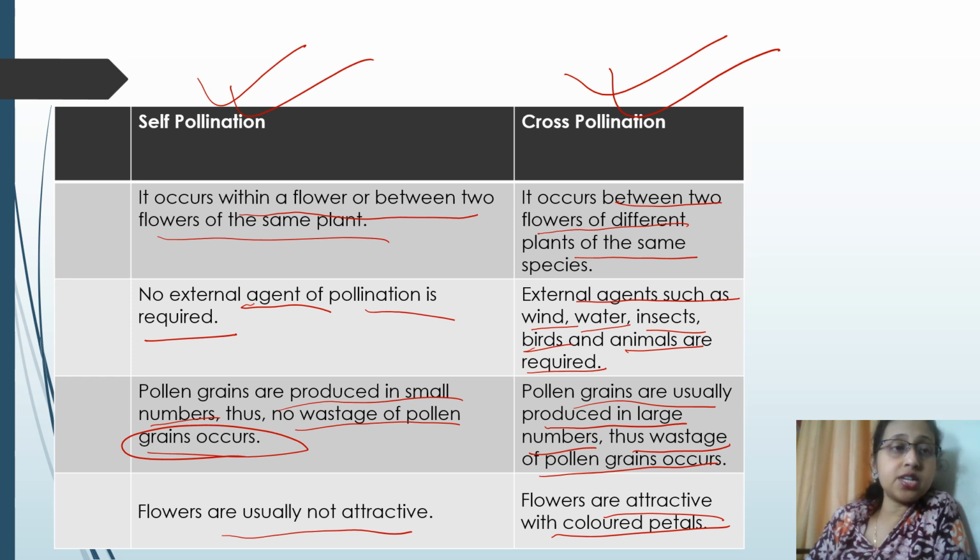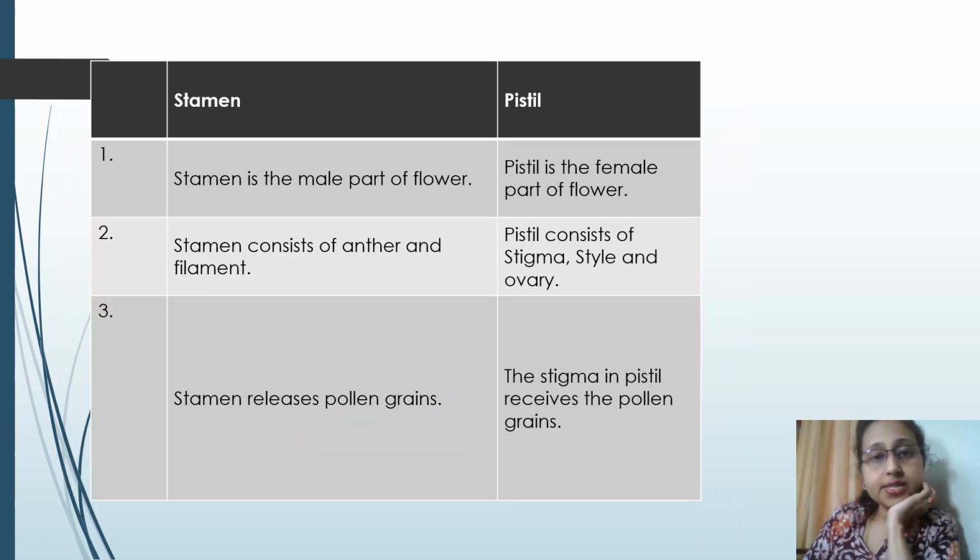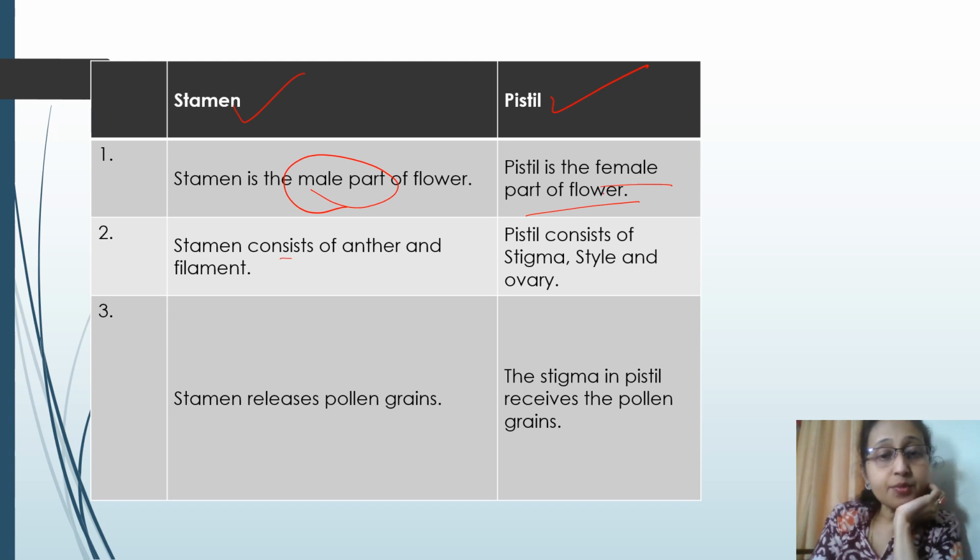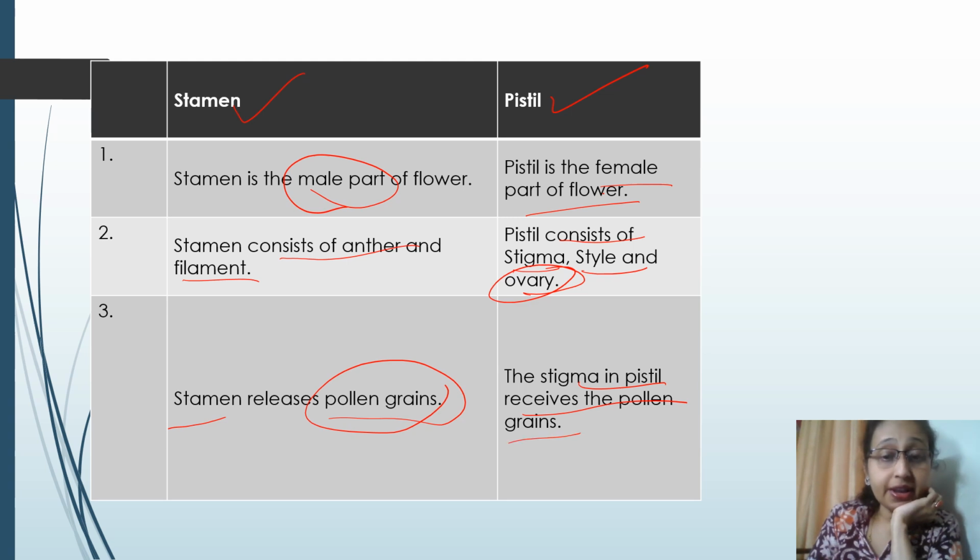Let us move on to the third one. Now, next comes the difference between the stamen and the pistil. Stamen is the male part of the flower, we all know, and pistil is the female part of the flower. Stamen consists of anther and filament. Pistil consists of style, stigma, and ovary. The stamen releases the pollen grains, whereas the stigma of the pistil receives the pollen grains. So these are the main basic differences between the stamen and the pistil.